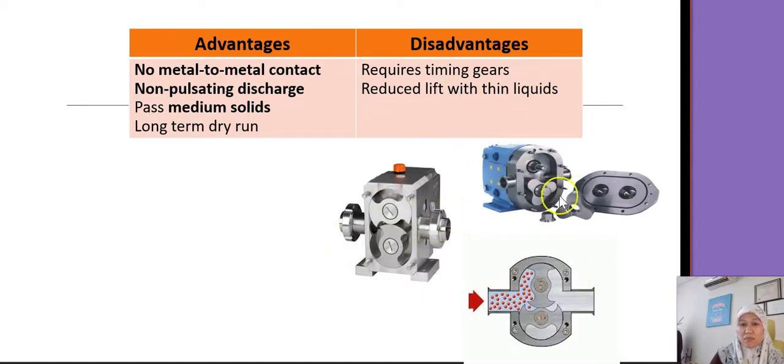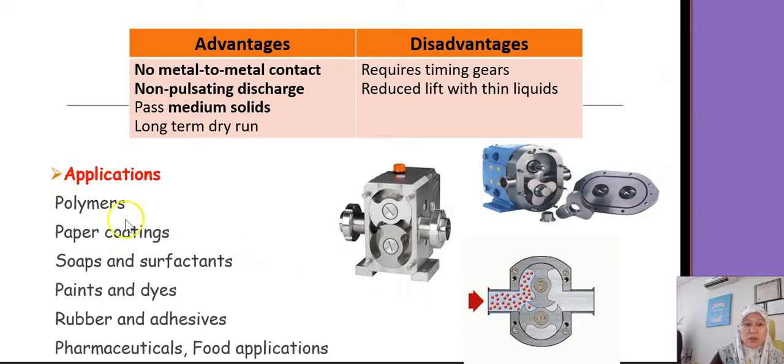Okay, these are the lobes. Lobe pump, you see the lobes? So these are the work. And also the applications, we have polymer. Soap, paint and dyes, rubber, pharmaceutical and food applications. It is very suitable for food applications.